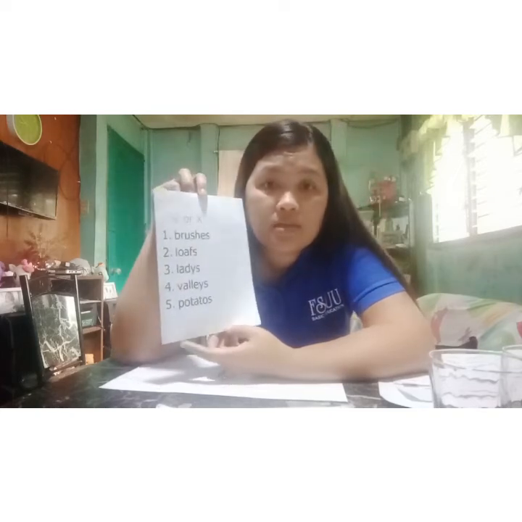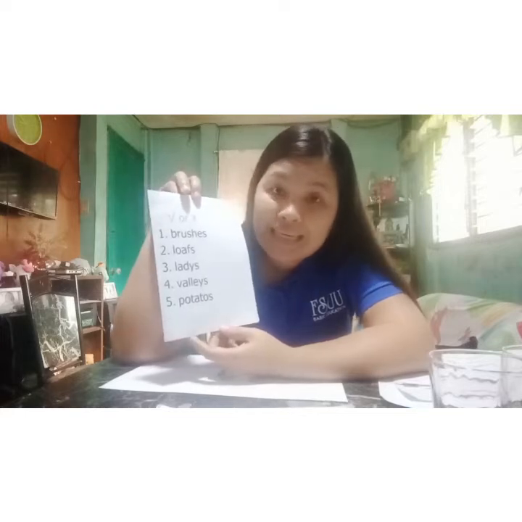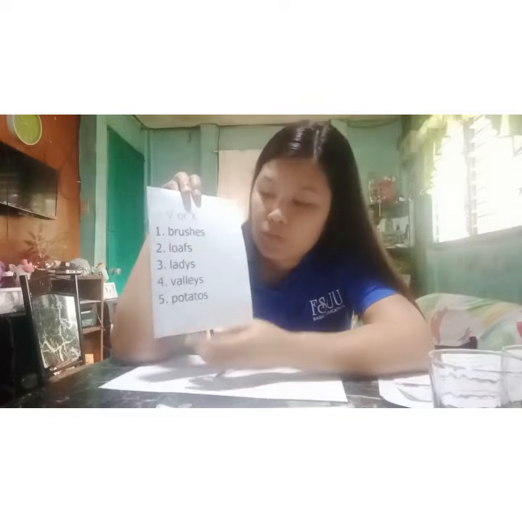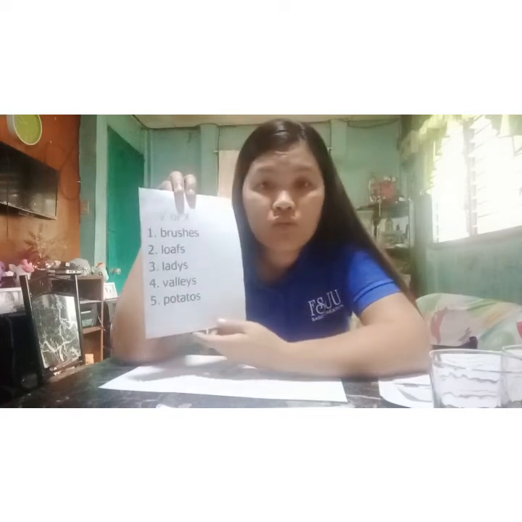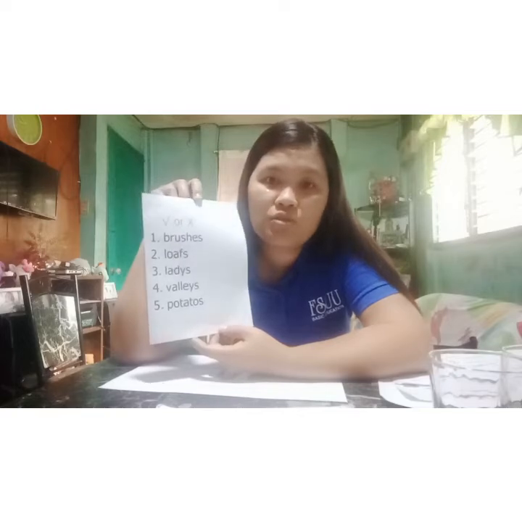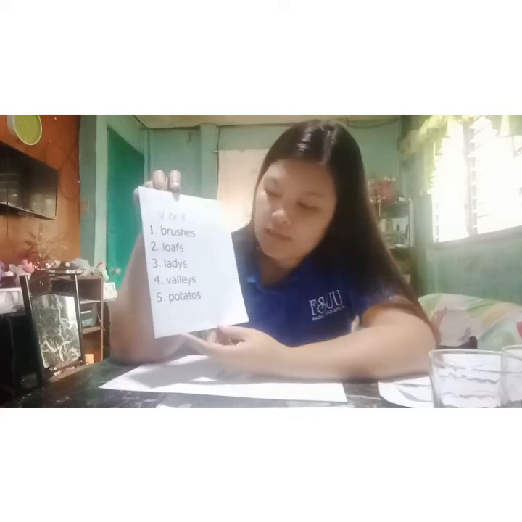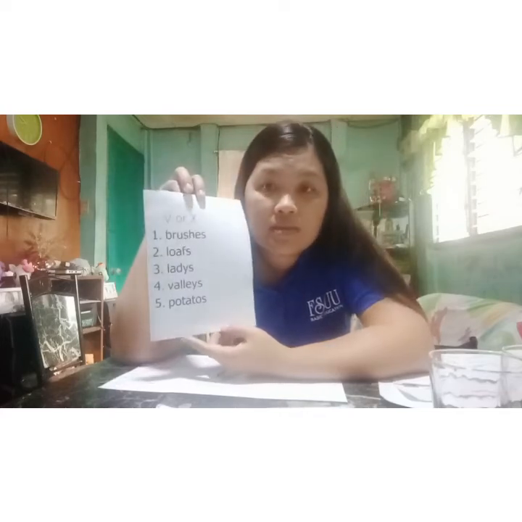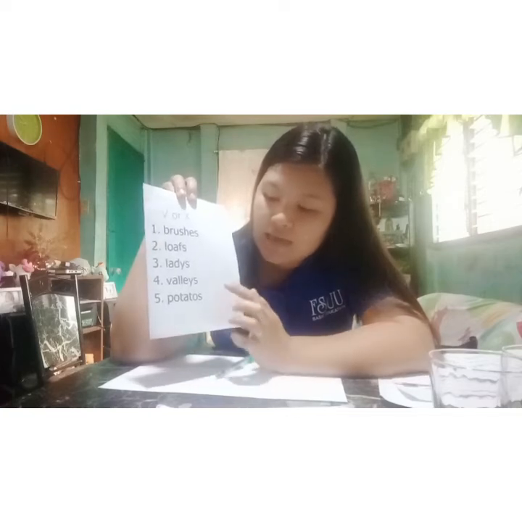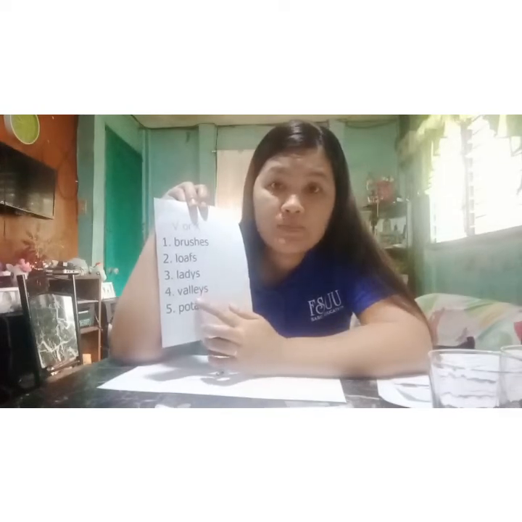3, this is also an X. Okay, because the word lady ends with Y, and Y follows a consonant. So you need to change first Y to I, then you add ES. So it should be ladies, L-A-D-I-E-S. Okay. Number 4. This is correct because the word valley ends with a Y and Y follows a vowel. So you simply add S.